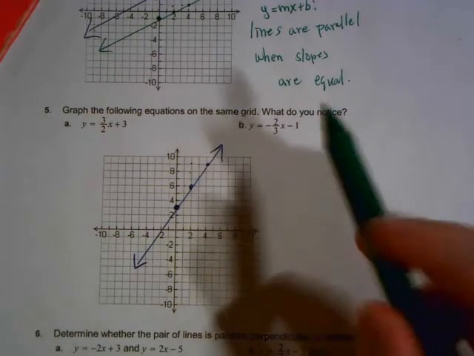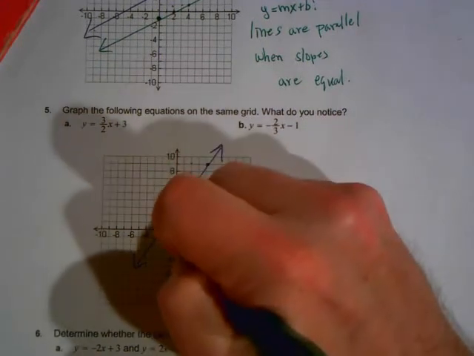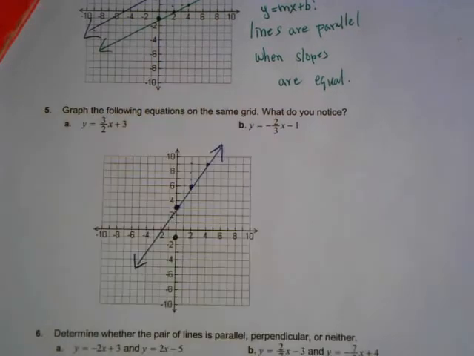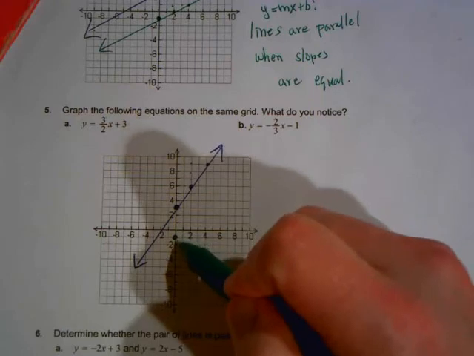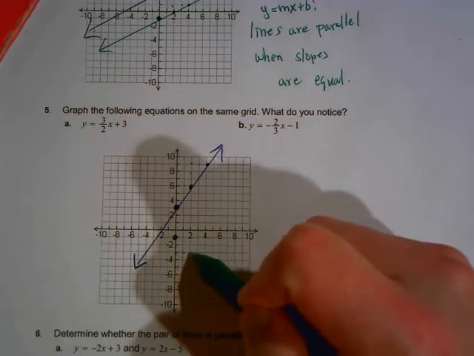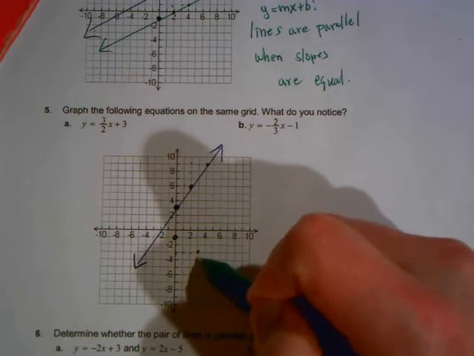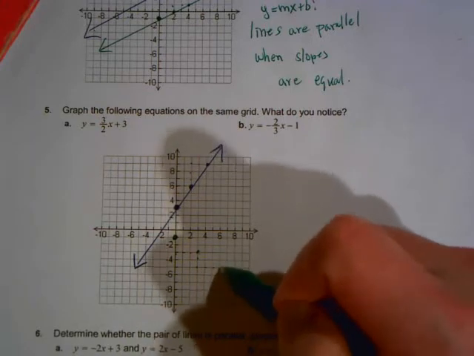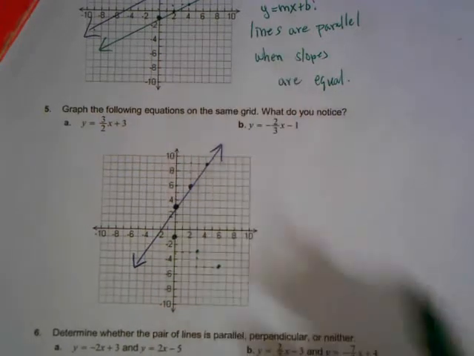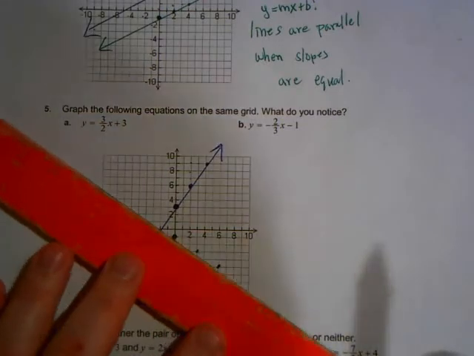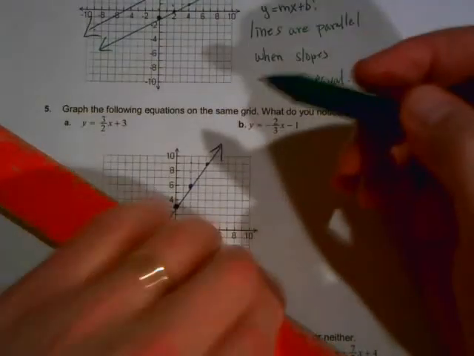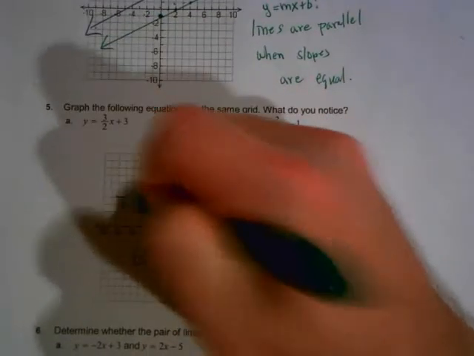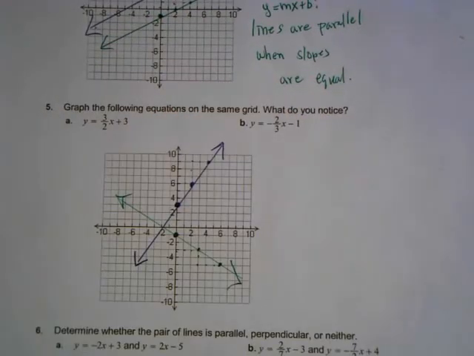Second one. My y-intercept is -1, 0, -1. This time my slope is -2/3, so I'm going to go down 2 and over 3. Down 2, over 3. And I'm going to play connect the dots there. And I should notice something special about these two lines. What I notice about these two lines is these two lines are perpendicular.